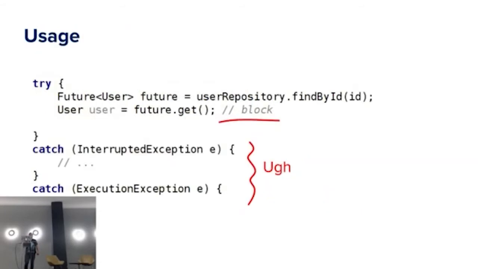Now I'm going to call back to that repository, userRepository.findById, and I'm going to assign that to a Future variable, which wraps a user object. And now I'll call future.get. That's going to block, and then when it's finished, it's going to return back that user.